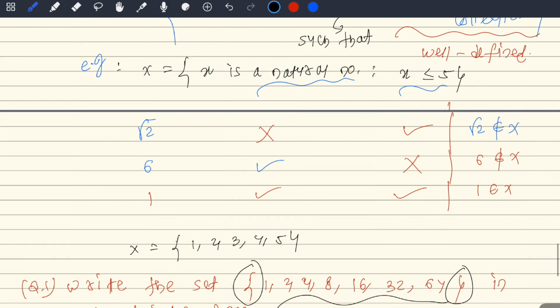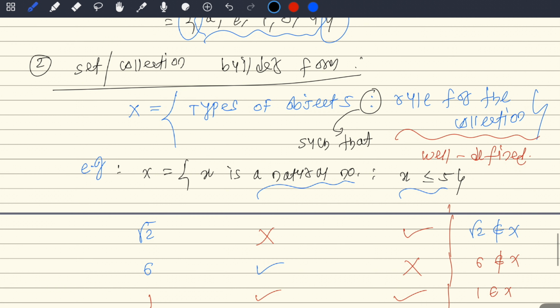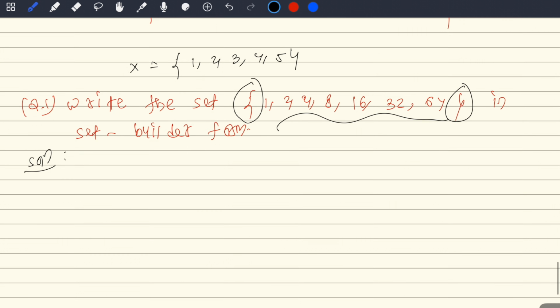In order to convert it into set builder form, we have to find what type of object it is and what is the rule for the collection. The rule should be satisfied by all the elements. It should not be that for each and every element we have a different rule. That rule will satisfy all the elements, and you can clearly see through this example, set builder form cannot be unique.